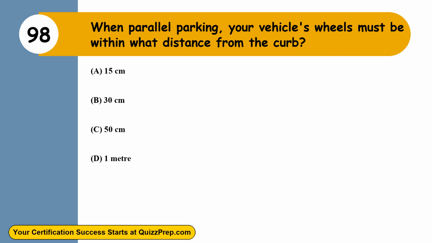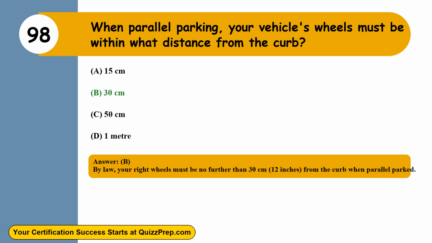Question 98. When parallel parking, your vehicle's wheels must be within what distance from the curb? Option A, 15 centimeters. Option B, 30 centimeters. Option C, 50 centimeters. Option D, 1 meter. The correct answer is option B, 30 centimeters. By law, your right wheels must be no further than 30 centimeters, 12 inches, from the curb when parallel parked.